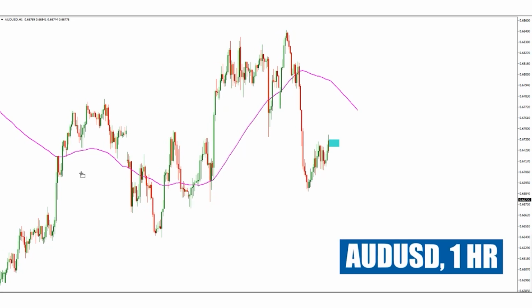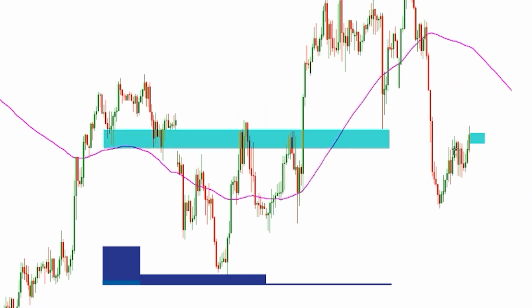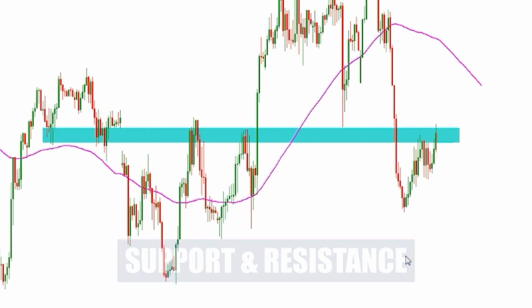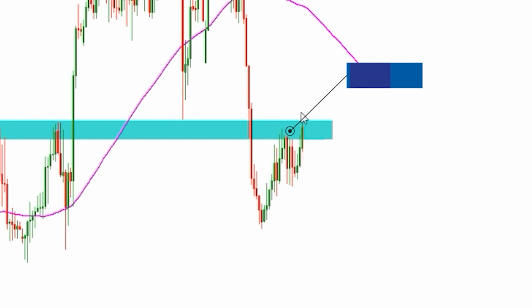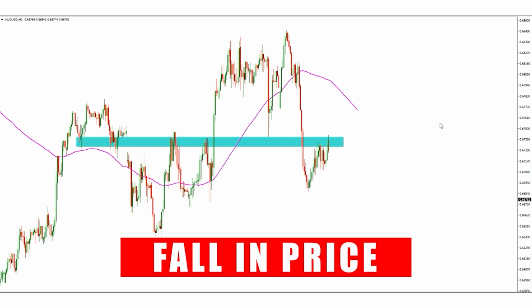So here we are looking at the AUD USD on the 1 hour chart. We can see we have this area of support and resistance here. We also have price coming back up into this area now, acting as a level of resistance. We also have the formation of an AB equals CD, with this candle here testing the D point with price being rejected and subsequently closing at this area of resistance. These things could indicate that there could be a fall in price of this currency pair.